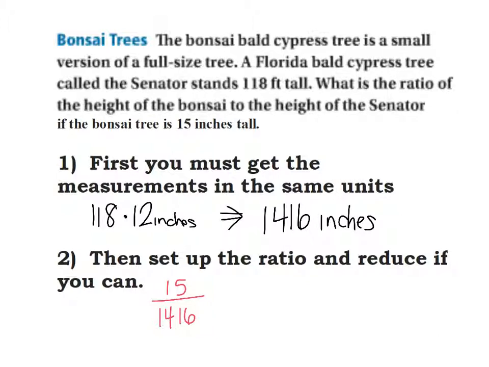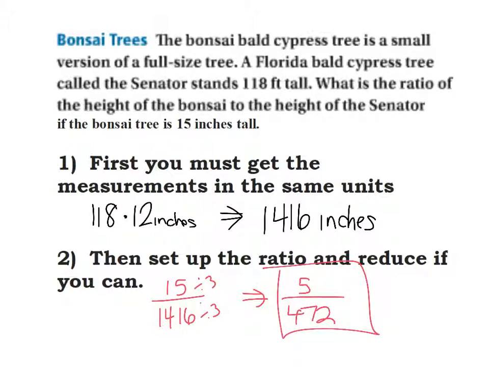All right, if you want to reduce it, that would be good. I know 5 does not go into 1416, but maybe 3 does. I don't know. Let's try. 1416 divided by 3. Oh, it does go in there. All right, so I could divide these each by 3. So if I divide that by 3 and divide that by 3, I end up with 5 over 472. And then that is the ratio of the bonsai to the senator. So the senator, quite a bit larger, almost 100 times bigger.